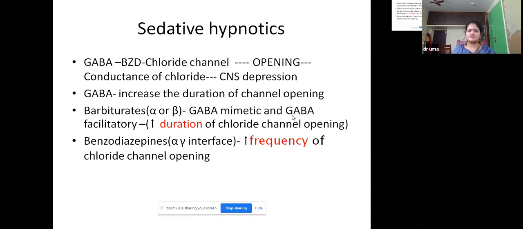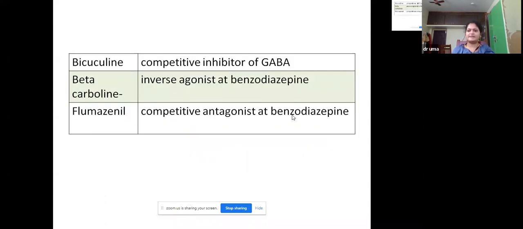Among these, barbiturates increase the duration of the chloride channel opening. Benzodiazepines increase the frequency of chloride channel opening. The important thing is that barbiturates increase the duration and benzodiazepines increase the frequency of chloride channel opening. Bicuculline is a drug which is a competitive inhibitor of GABA. Beta carboline is an inverse agonist at the benzodiazepine receptor.